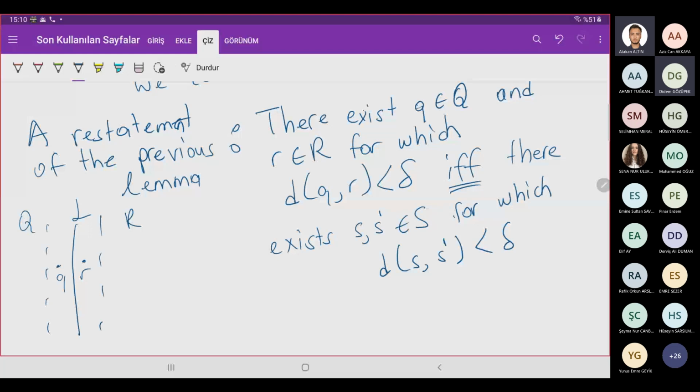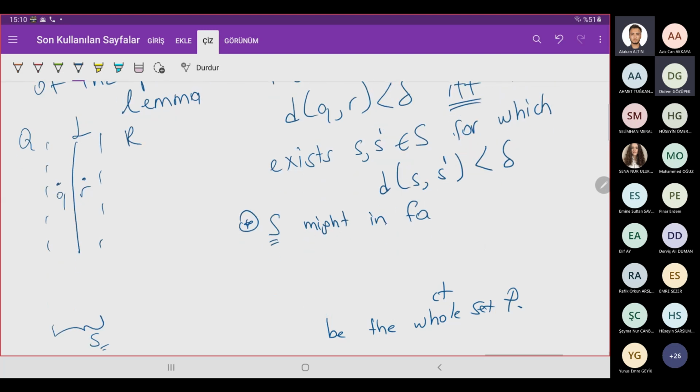So now I will write another lemma and we will prove it. S might be the whole set. S might in fact be the whole set. Let me also note this. It's possible that S is the whole set P. Okay, so this part is S.